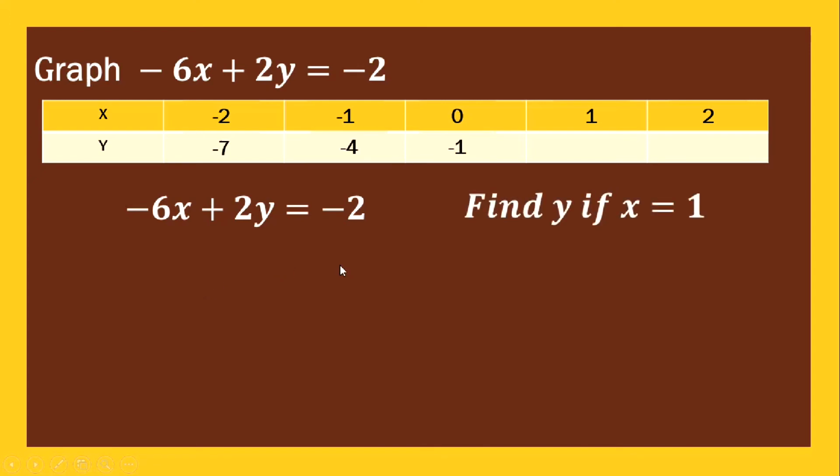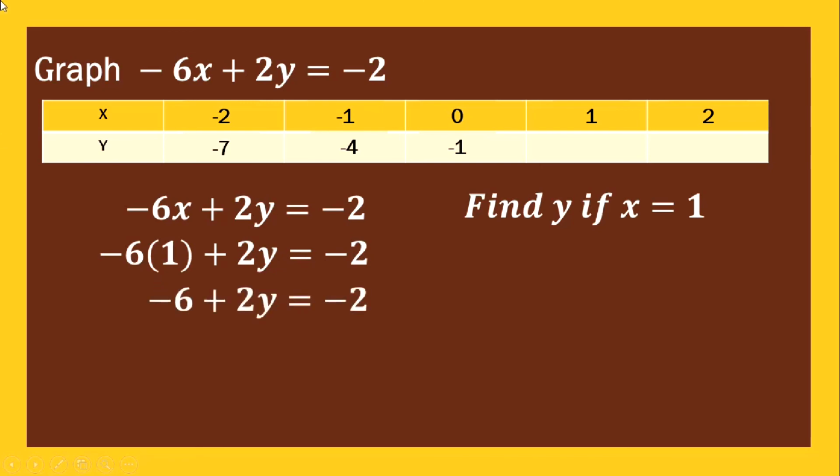Next, find y if x is positive 1. So, itong x, magiging positive 1 siya, substitution. Negative 6 times 1 plus 2y equals negative 2. Negative 6 plus 2y equals negative 2. So, transpose negative 6. We have 2y equals negative 2 plus 6. Now, we have 2y equals 4. Then, divide both sides by 2. y is positive 2. So, if x is positive 1, our y is positive 2.